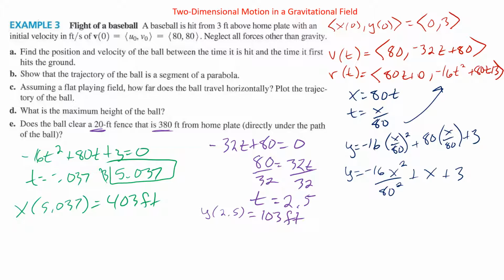So let's see, purple. I haven't used red in a while. We'll go red. We're going to set the distance equal to 380. So we'll have the distance is just 80t equals 380 divided by 80. So that means that t equals 38 divided by 8, 19 over 4, which is about 4.75 seconds.